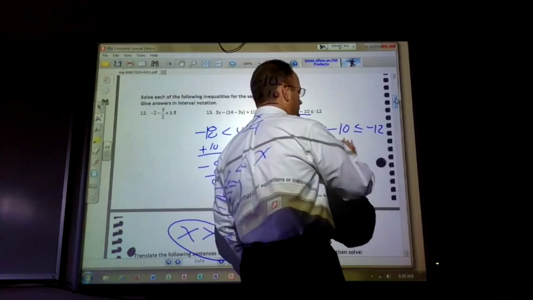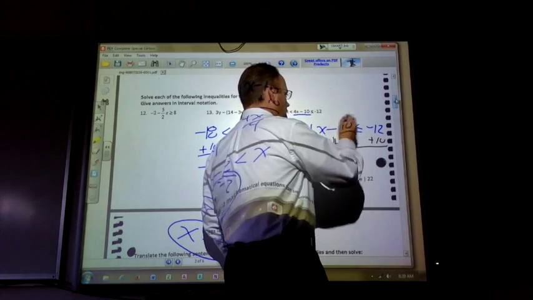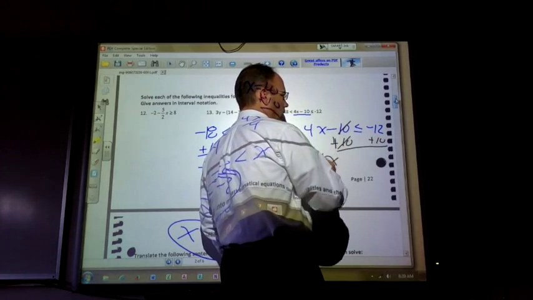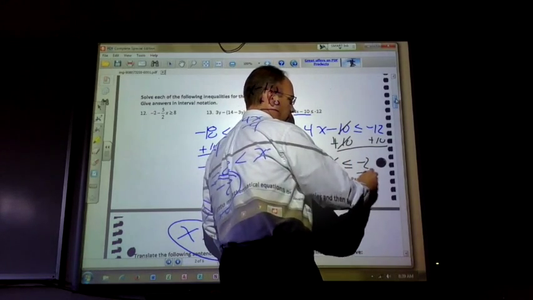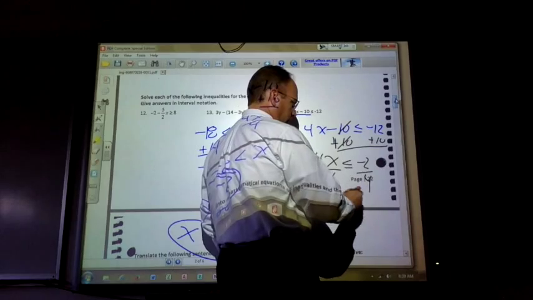Add 10 to both sides. Cancels, 4x is less than or equal to negative 2. Divided by 4, divided by 4. x is less than or equal to negative half.